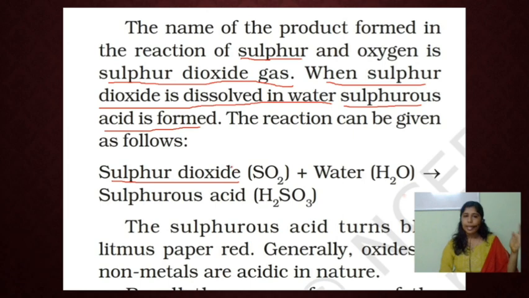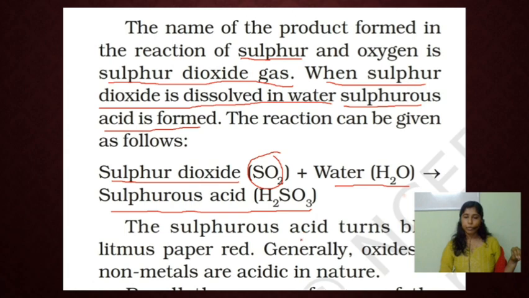And like in that experiment, we added some water to the fumes, and the fume is sulfur dioxide. Then we check the pH or the nature of that solution. We saw a color change from blue to red. That means it is an acid, that is acidic in nature. So here sulfur dioxide plus water gives sulfurous acid.